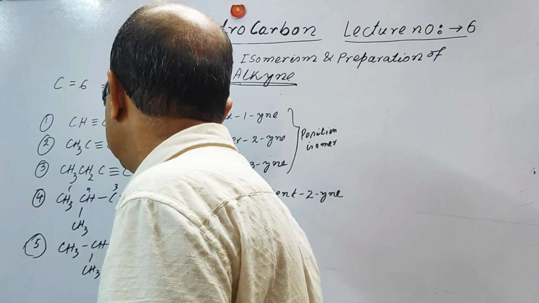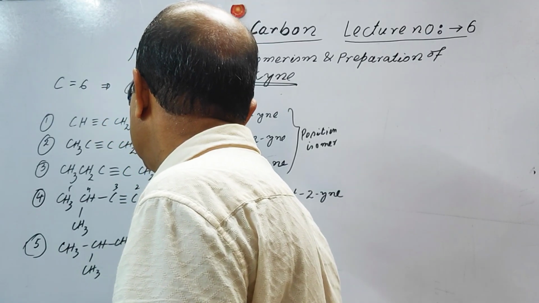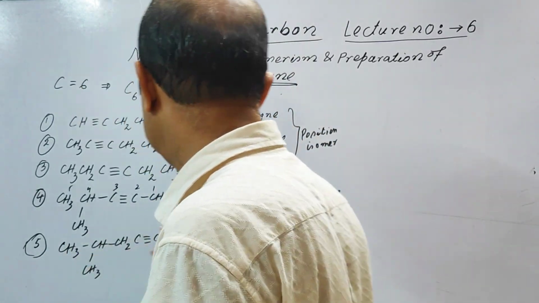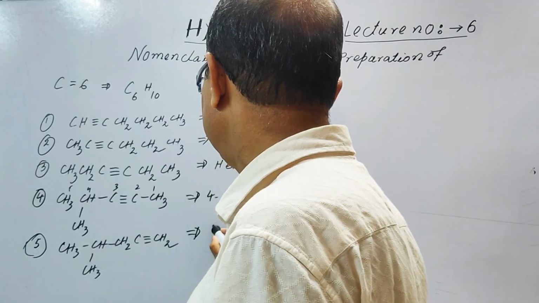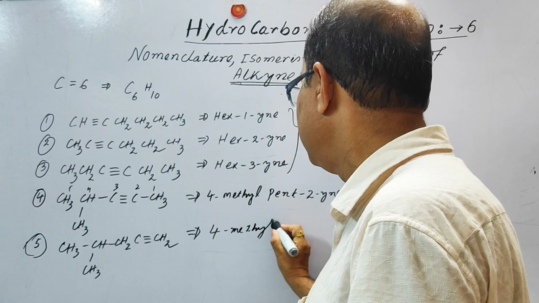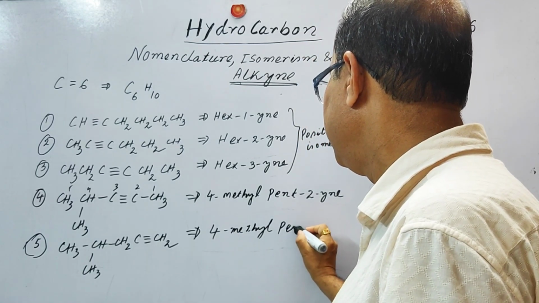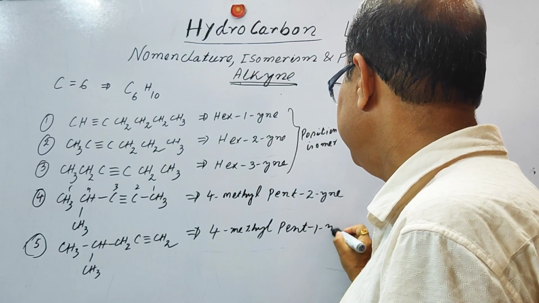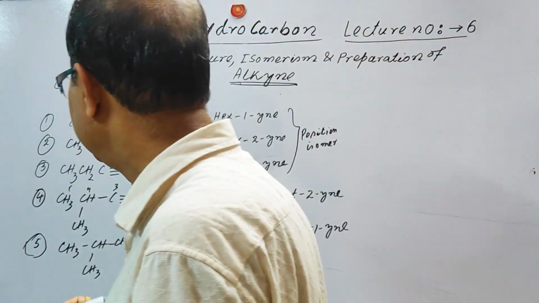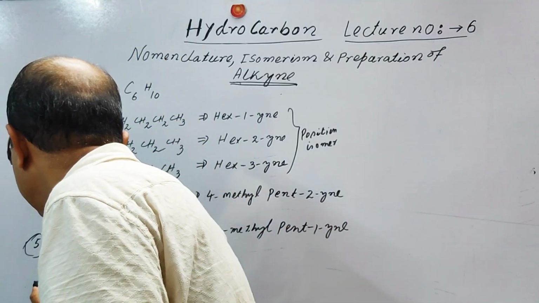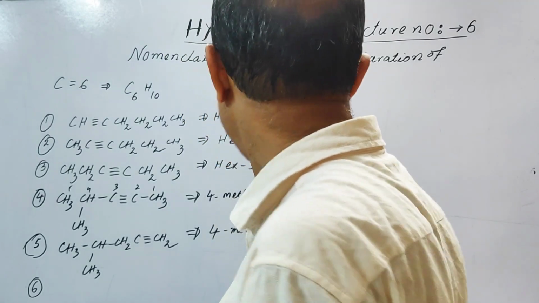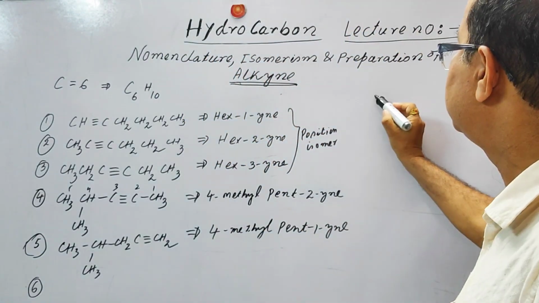Numbering 1, 2, 3, 4, 5, 6, now it will have the 4-methyl. This will be 4-methylpent-1-yne. And here is also another isomer, numbered 1, 2, 3, 4, 5, 6. Another two isomers you can also have. That is going to construct the sixth isomer.